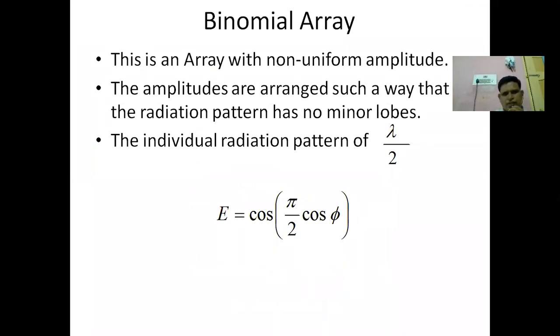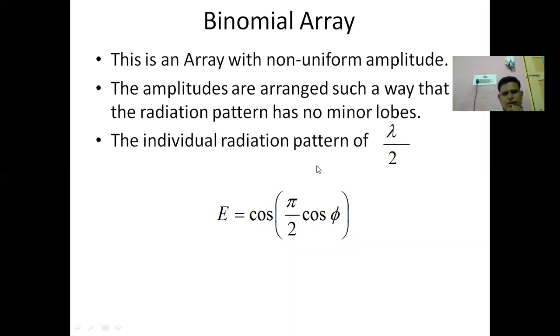In our last class, we have seen these things. I will just explain, and then I will proceed to the third unit. Binomial array: we are giving non-uniform amplitudes to the antenna elements. The amplitudes are arranged in such a way that the radiation pattern has no minor lobes. In our last class, we have seen some examples.